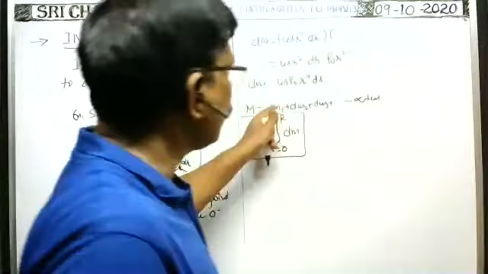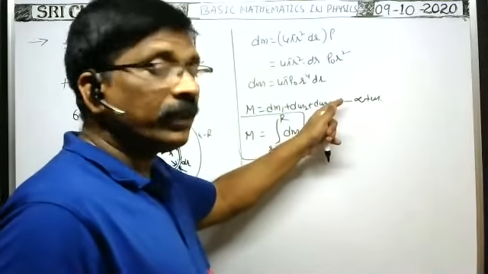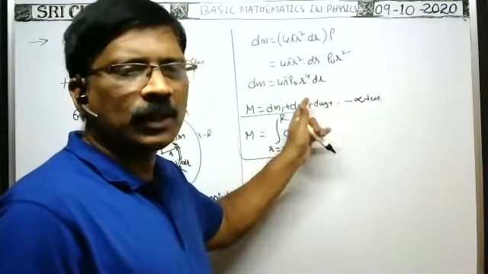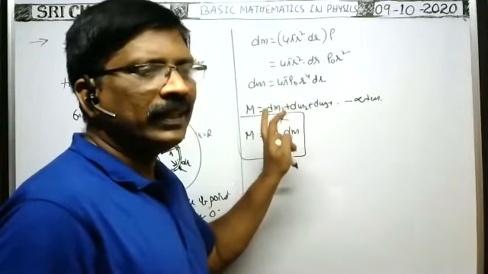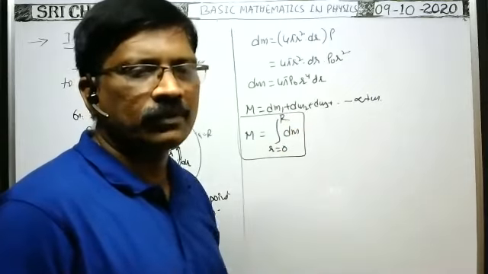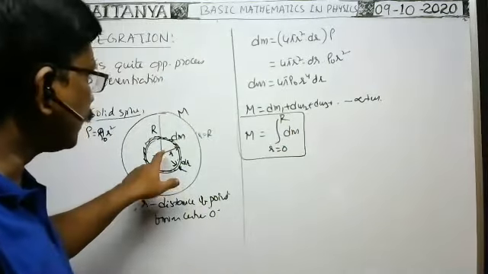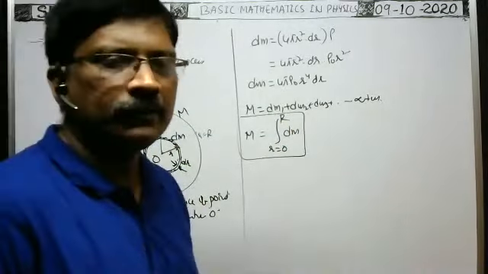Instead of summing all the terms, because infinite terms are there, practically it is not possible to add infinite terms. That's why in such cases we have to write the integration of dm. Integral dm means the sum of the infinite terms, between small r equal to 0 and capital R.